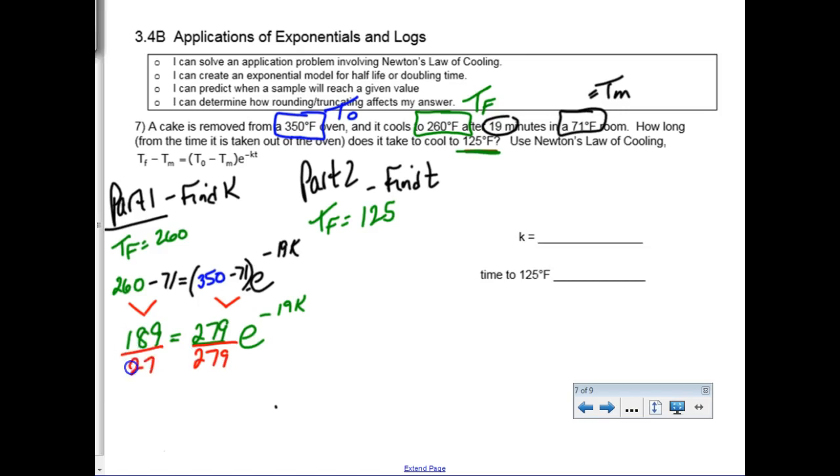And then for me, on my calculator, I just keep using the small decimals. I don't write down a decimal, I just keep all my work in my calculator. My next step is going to be to apply a natural logarithm to that number, because when I apply a natural logarithm to this side, they cancel. That's nice. So natural logarithm of this fraction or decimal is roughly 0.6774, and it equals negative 19 times k. So a final step would be to divide both sides by negative 19.